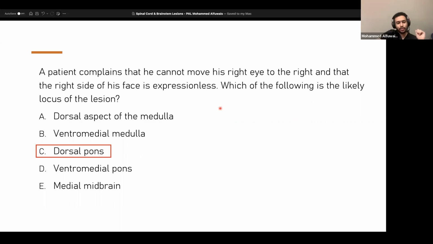Okay. Why is it not the midbrain? What would you see in midbrain lesions? Lateral eye, down and out eye. Good. And why is it not the medulla? Okay, sure. I can go back to the pons.